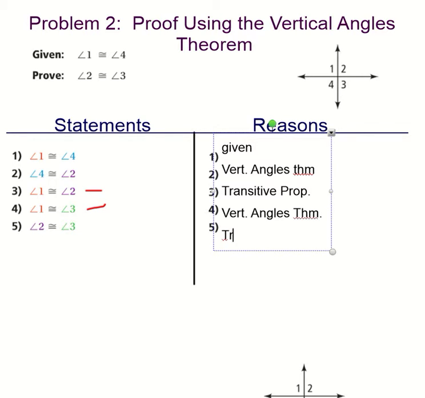We can say this one's by the transitive property as well. So there are a few different ways to do this. This is just one example of how we can do this proof. Depending on when you prove this in order, you can use different theorems and different statements.